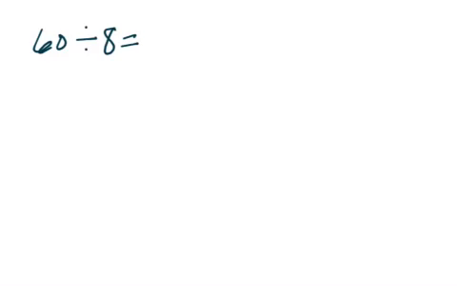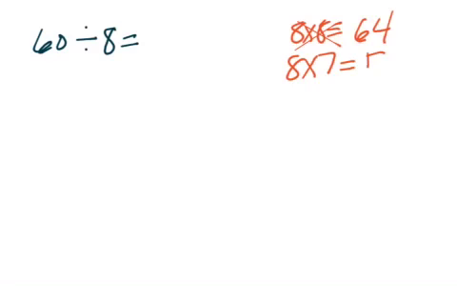Okay, now I need to think about my 8 facts. 8 times what gets me close to 60, but not over? Well, I know that 8 times 8 gets me to 64, and that's too much. So I'm going to go 1 under that, and 8 times 7. All right, I know that's 56. Okay, that's what I need. That's close. So my answer, my quotient, is going to be 7.